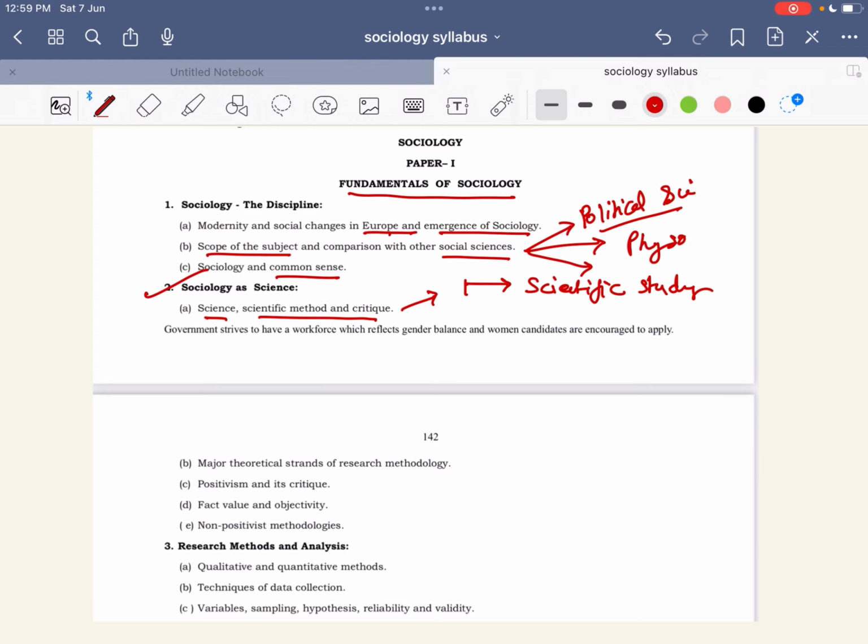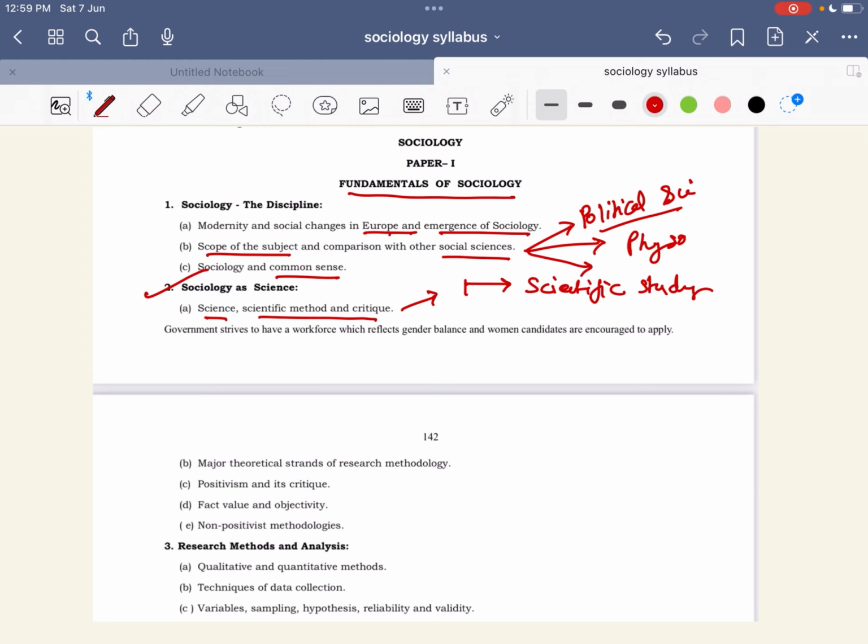And who are those critics? There are other sociologists who are of the view that society is different and science is different. So we should not establish any scientific method, because there is no scientific method. You understand what I am telling? So in this we will study scientific method and its critique.